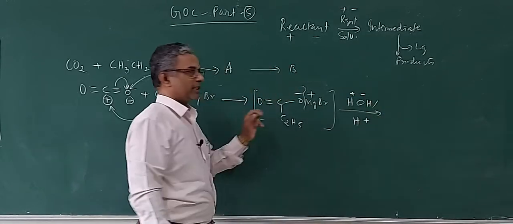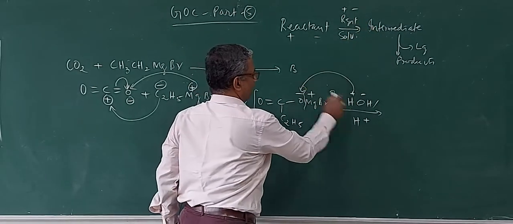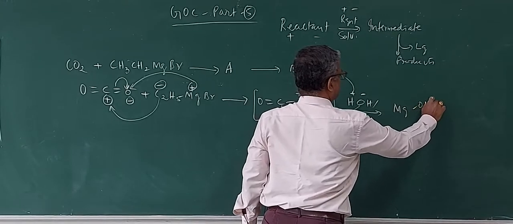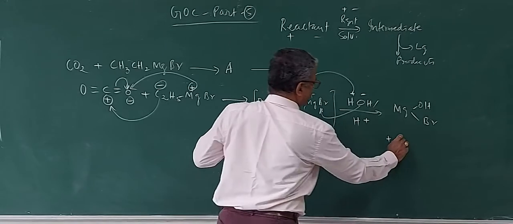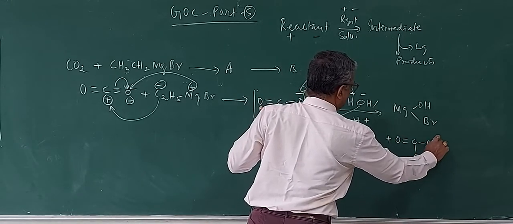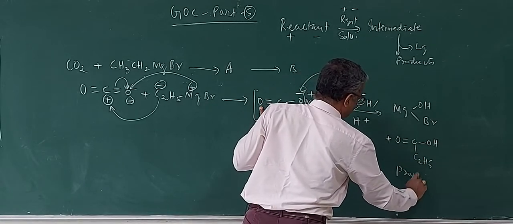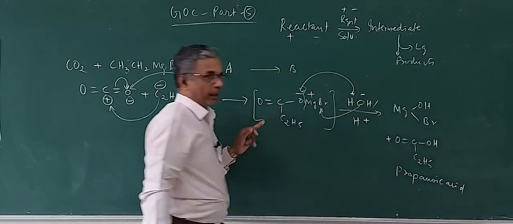Again you have the plus minus as I told you here. Then attach the plus to the minus and minus to the plus. So, you will have the byproduct that is coming out, MgOH and Br, and the product is O double bond C, you have C2H5, and then here you have OH. Basically, this is propanoic acid.